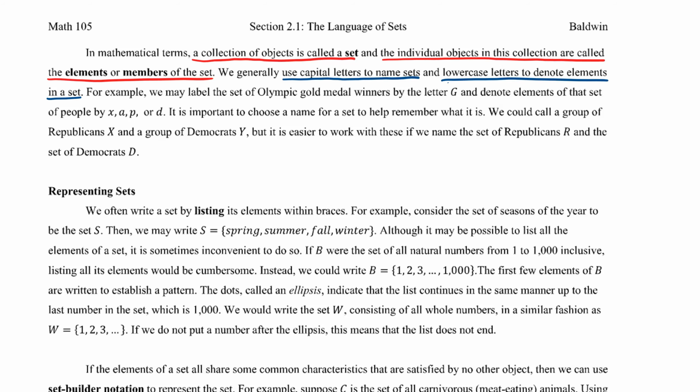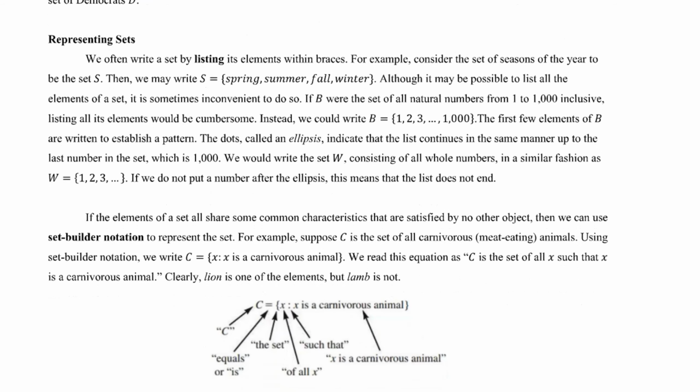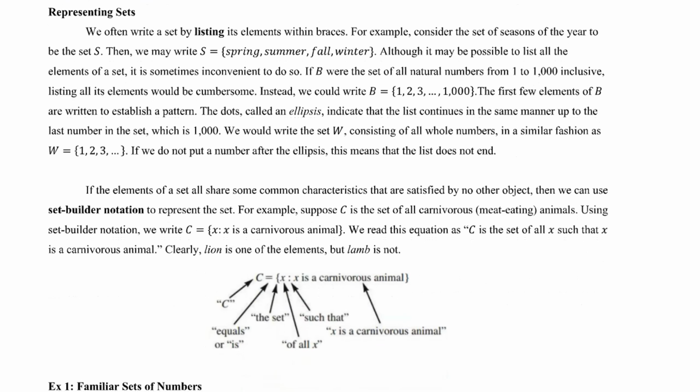So when we're talking about representing a set, we usually do this by listing each element in braces. If we're looking at the seasons of the year, that set could be the set S. And we notice here, if we represent that set, we have our curly braces, and then we're just listing all 4 seasons within those curly braces. There are times where it's possible to list every element of a particular set. Other times it might be more inconvenient for us to do that.